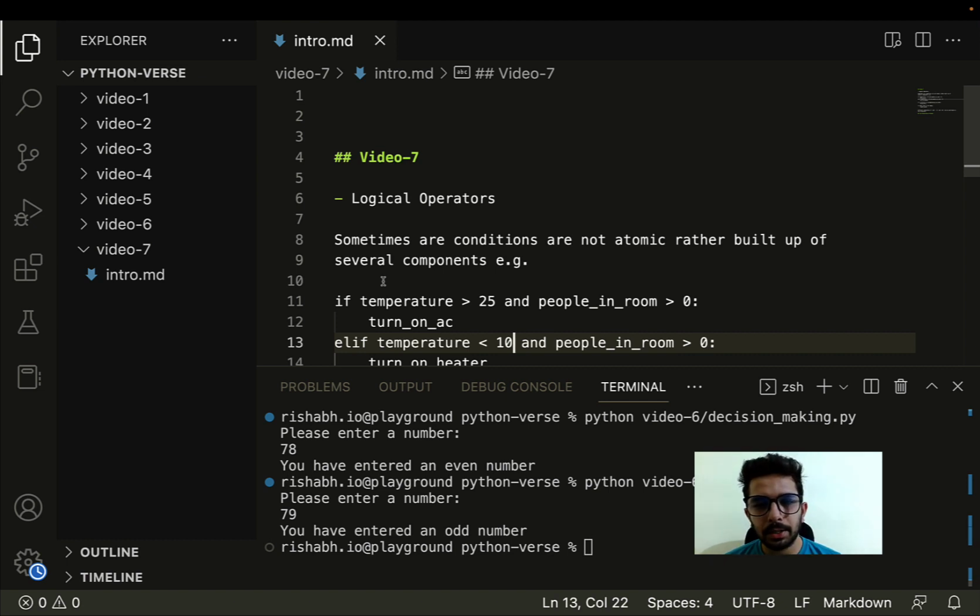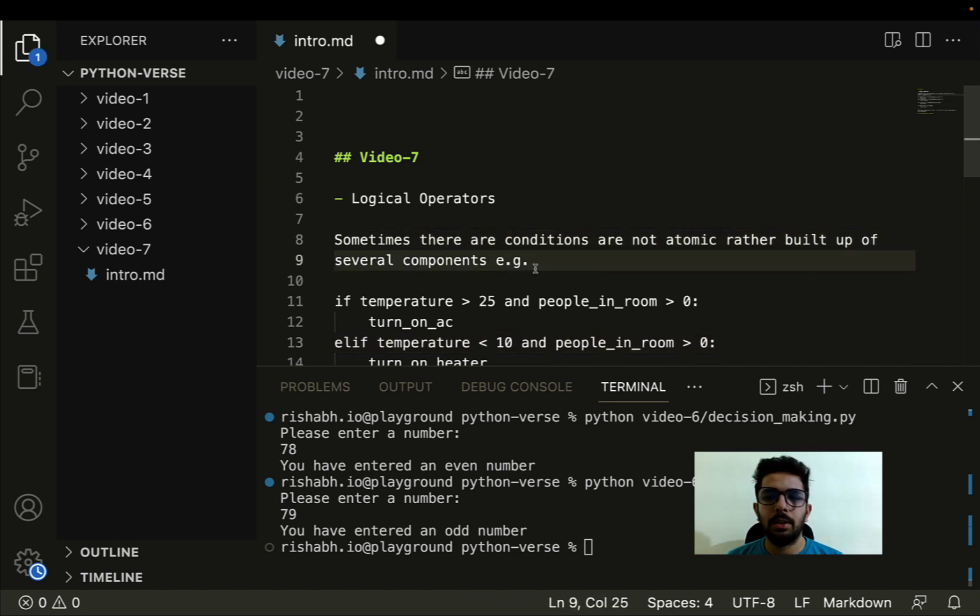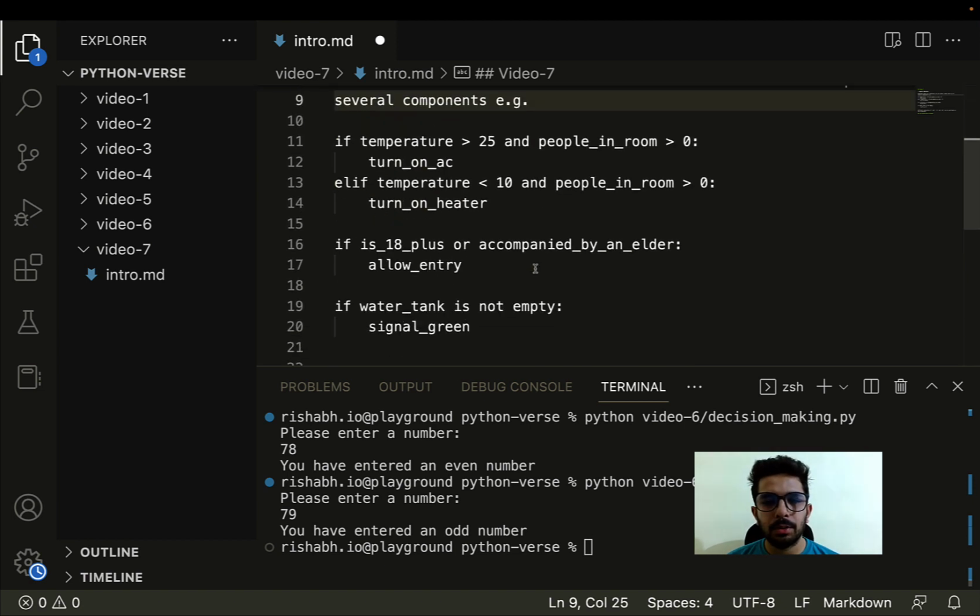So sometimes there are conditions which are not atomic but rather they're built up of several components. For example, there are times when you have to express your decision making with conditions like, if temperature is greater than 25 degrees Celsius and there are people present in the room, only then you have to turn on the AC. Otherwise, if the temperature is more but there is nobody present, then you don't have to take any decision. Similarly, if the temperature is less than 10 and there are people present in the room, then you have to turn on the heater.